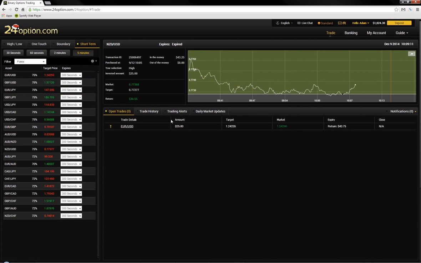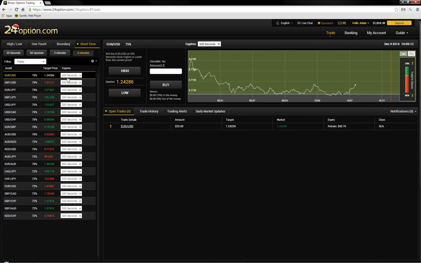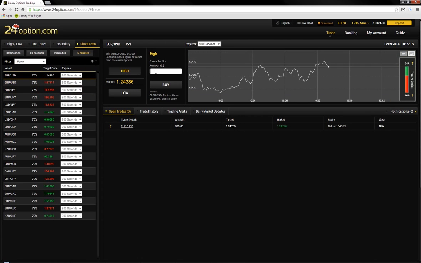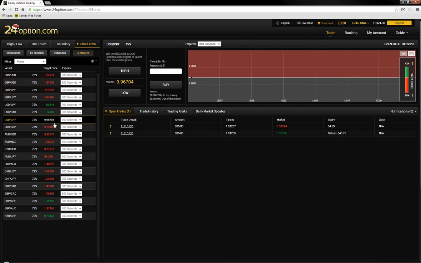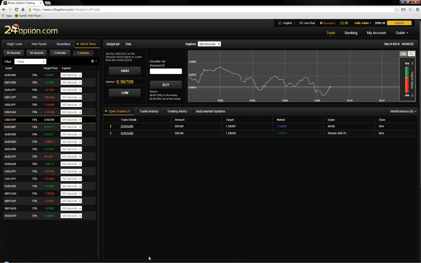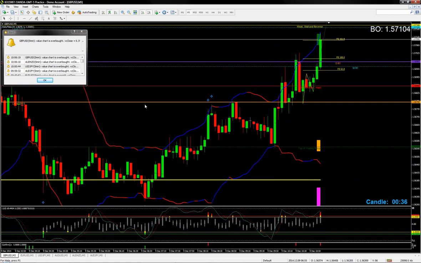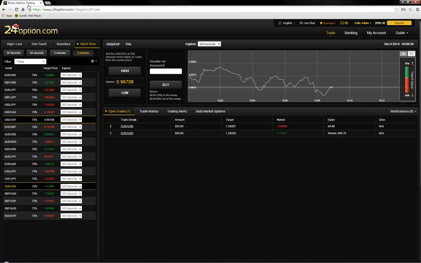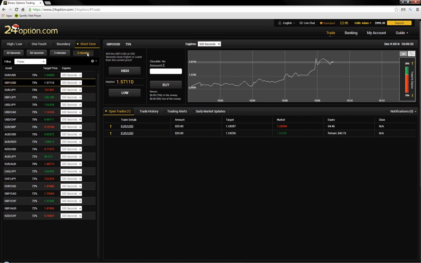So let's just toss out a couple trades. We'll do a buy here. We'll take a look at some of the other things that it offers. USD CHF. Let me take a look at a chart. I don't want to make this stupid. I know it's demo, but cable's pretty much trending up, so let's take a couple calls on that. GBP USD, 5-minute high. I do like that.